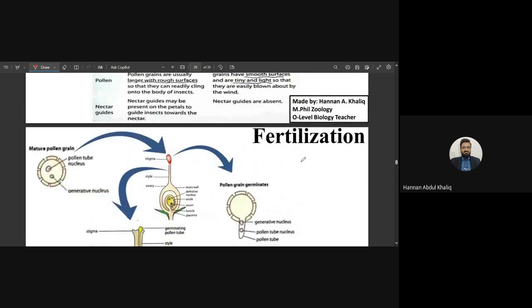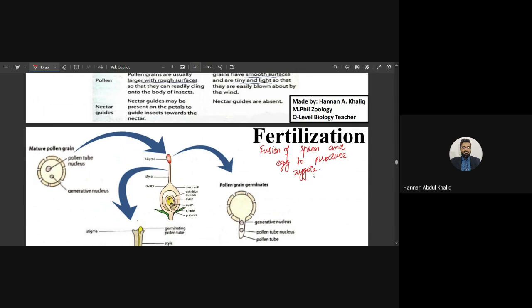Next comes the fertilization. See, once the pollination is done, what was the pollination? The falling of the pollen on the stigma. Once the pollination is done, the next step comes, and that is the fertilization. The fertilization is fusion of sperm and egg to produce zygote.